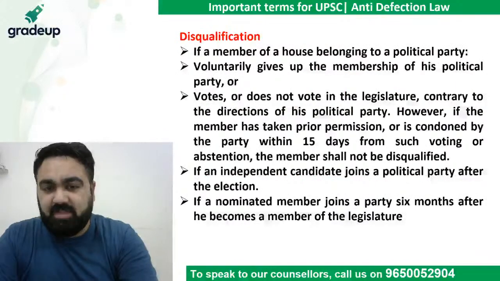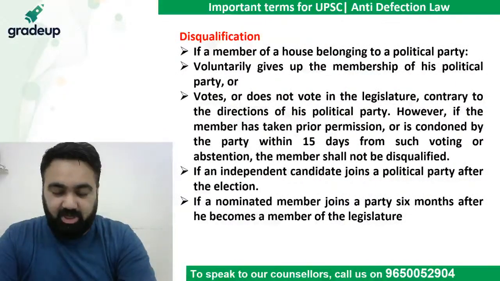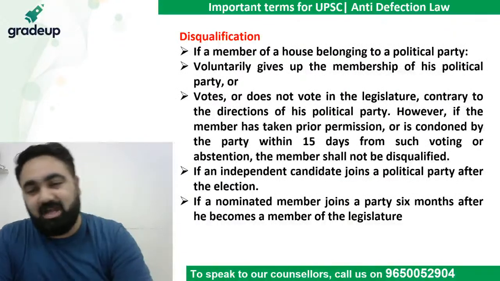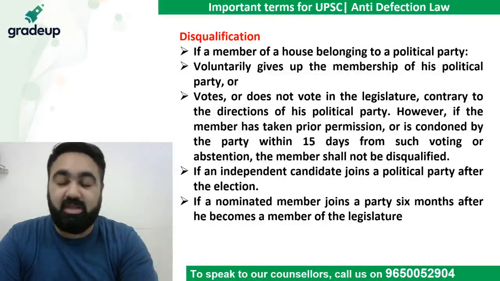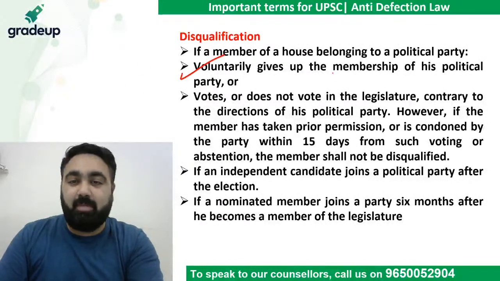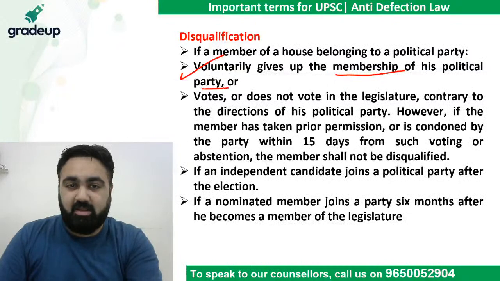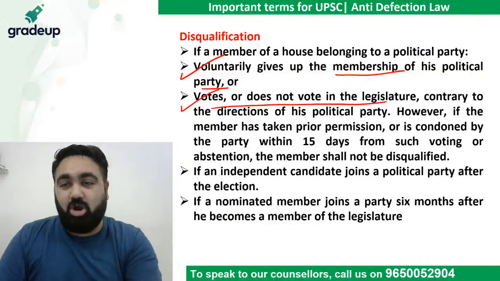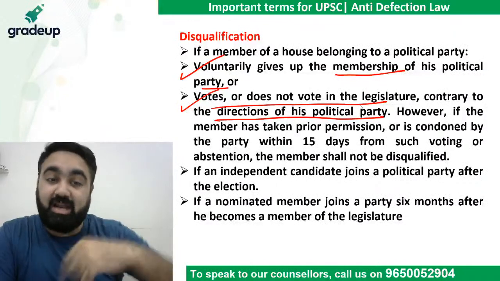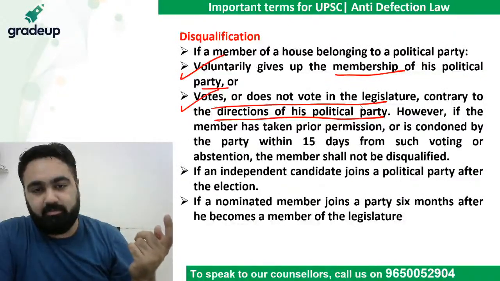Now, there are 4 points about anti-defection law, and many of you would already be aware of it. Under 4 circumstances, a person will be disqualified from his or her membership of the legislature. First, if the person gives up the membership of his or her political party, the person resigns from the party. Second, if the person does not vote or votes against the direction of the political party. If a BJP MP votes against the BJP bill.